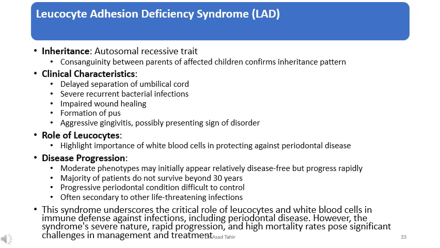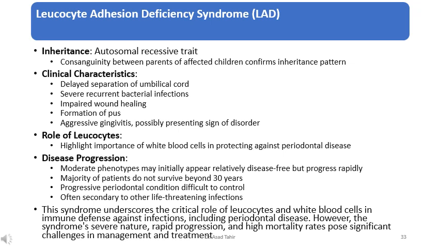Impaired wound healing. Formation of pus. Aggressive gingivitis, possibly a presenting sign of the disorder. Role of leukocytes. Highlight importance of white blood cells in protecting against periodontal disease. Disease progression. Moderate phenotypes may initially appear relatively disease-free but progress rapidly.